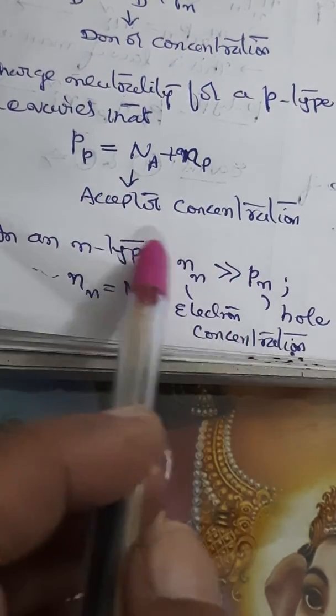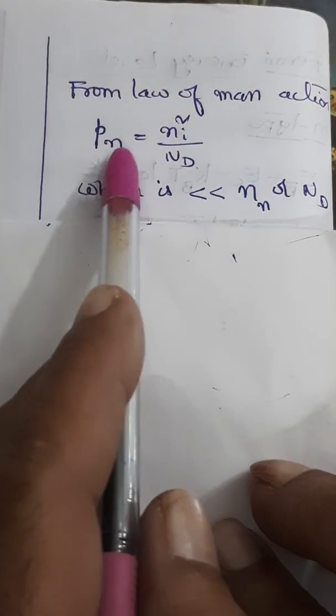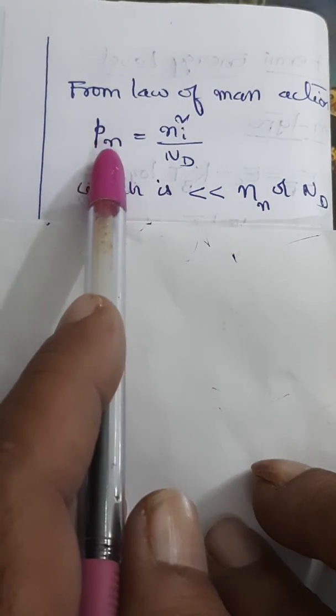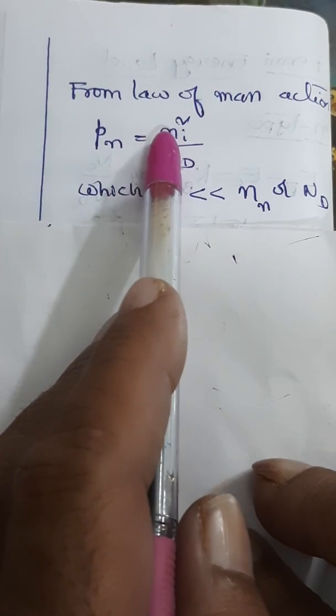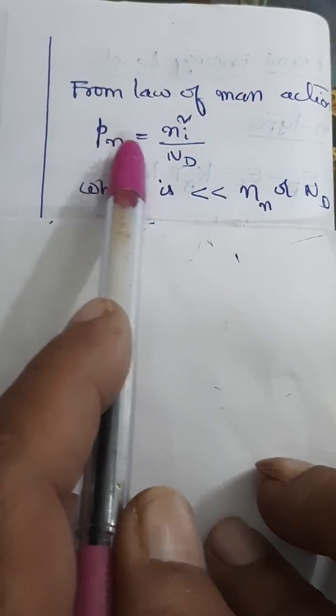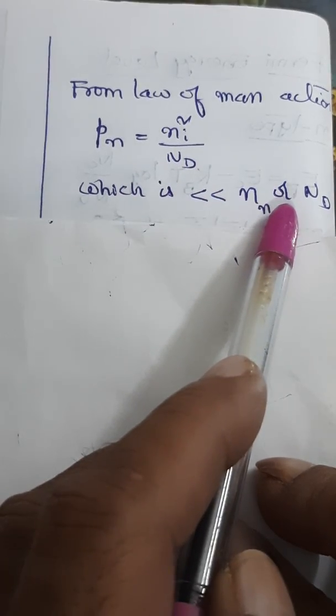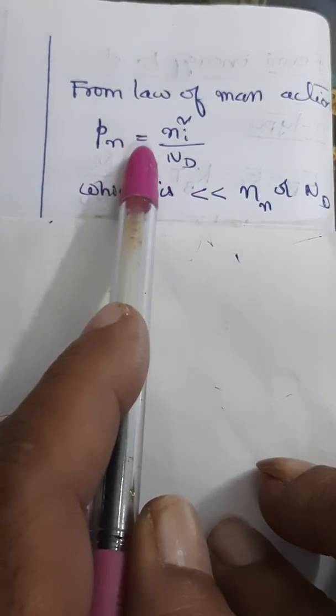Therefore, if you apply the law of mass action on this, you will arrive at this equation. You will get p_n equal to n_i squared by N_d. This is the square of the intrinsic carrier concentration. Here, this is much less than the concentration levels here. This is for the case of n-type.